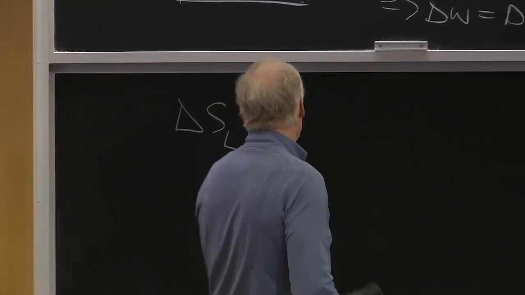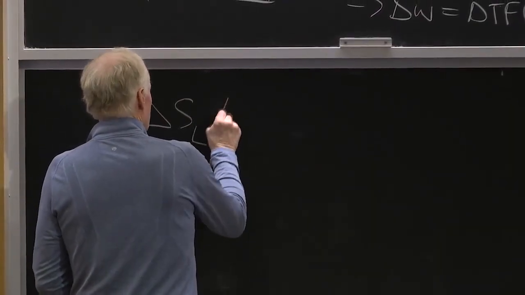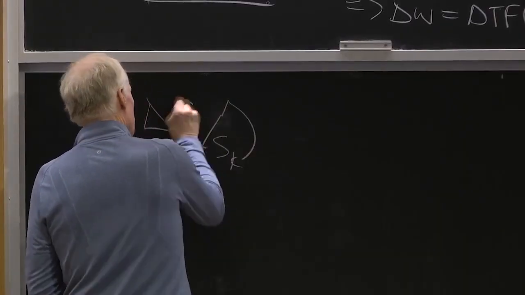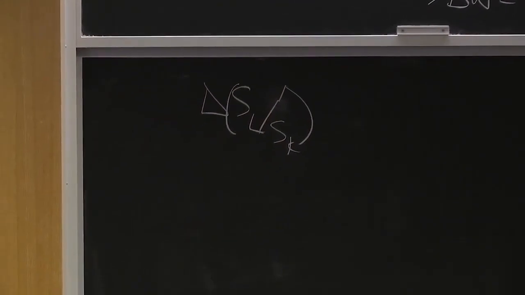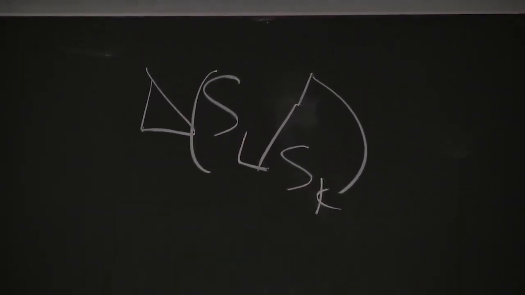What's delta SL? Or let me do it the other way. What's delta SL divided by SK? That's an easier one to do. What's the rate of change of the relative share of labor and capital? How would you get that? Anybody see how we can do that from what's on the board?